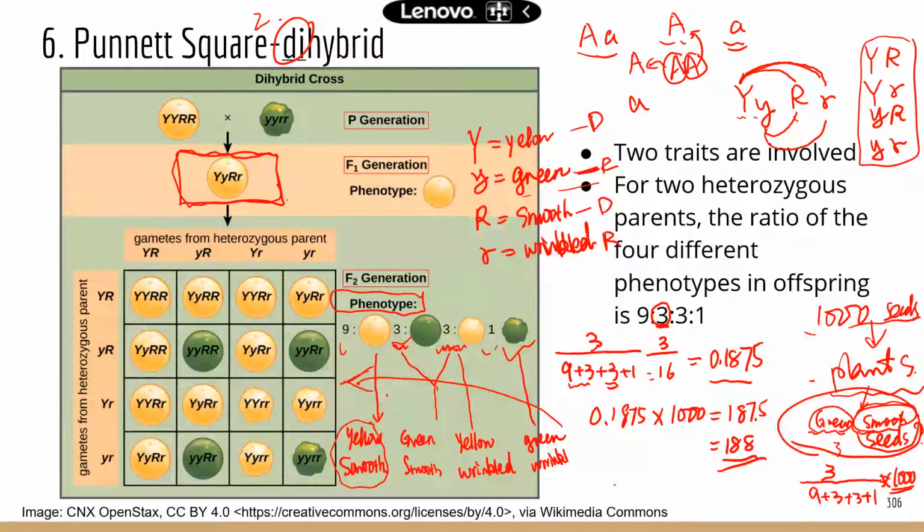Okay, now what if I change this to, let's say, green and wrinkled seeds? So you can figure out green, wrinkled, they're both recessive traits, right? This particular group is going to have 1 square, or that 1 in the ratio. 1 square divided by a total of 16 squares, and then multiply the total number of plants. So that's going to be how many plants will have green and wrinkled seeds.